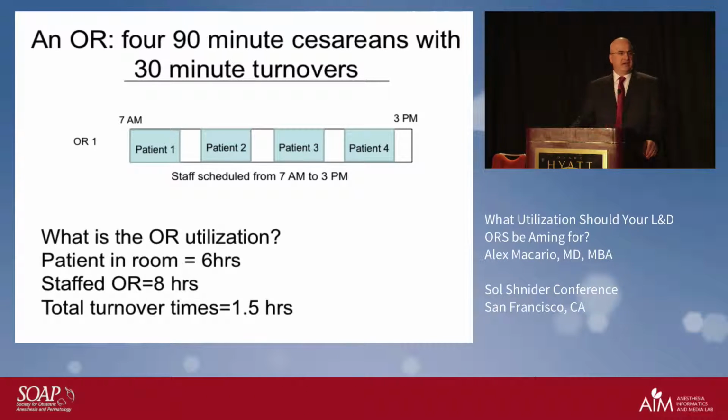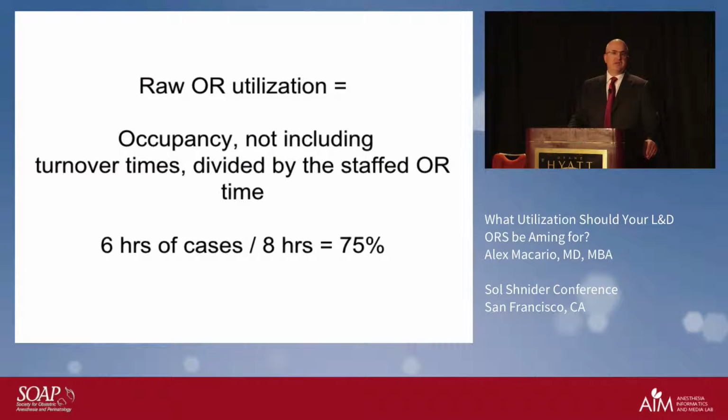We know that there are staff to do the case between 7 and 3, so that's 8 hours. We know that the patient's in the room for 6 hours, and we know that there are turnover times that equal 1.5 hours. Well, you could calculate what's known as the raw utilization, which is the occupancy, not including turnover times, divided by the staff OR time. So that means that in this labor and delivery room with 4 cesareans, each lasting 90 minutes, not including turnover time, the utilization that day was 75%.